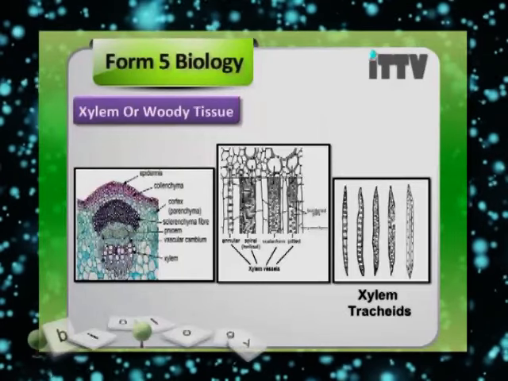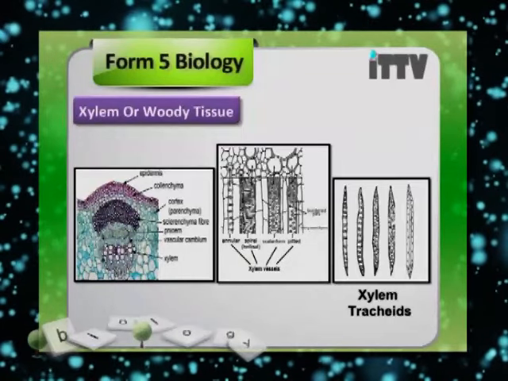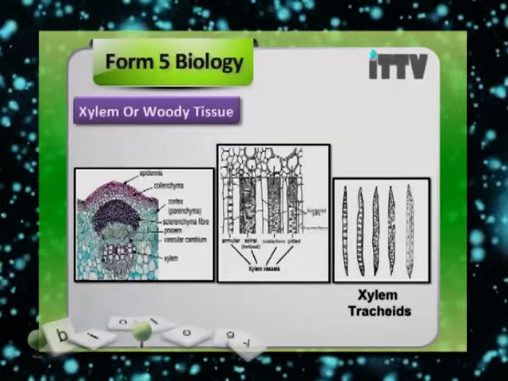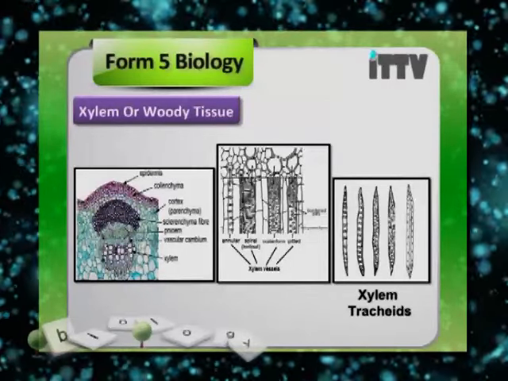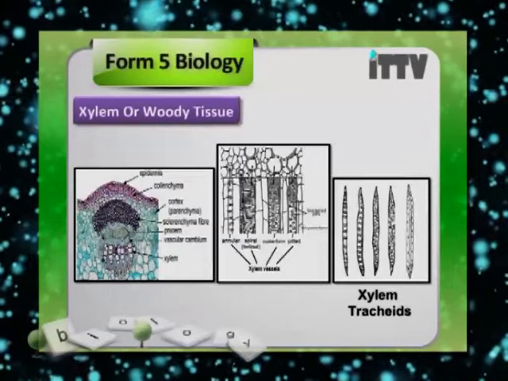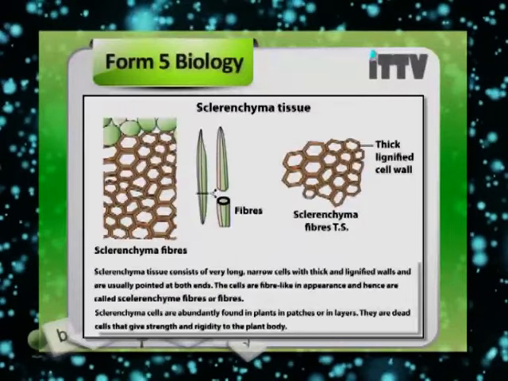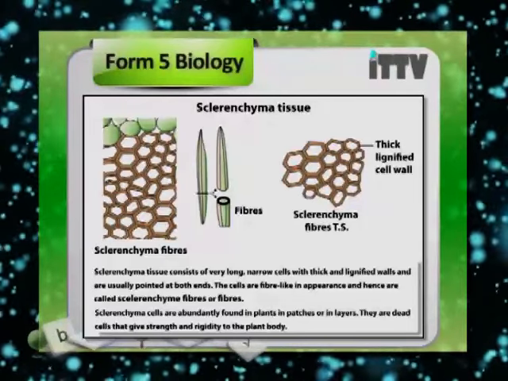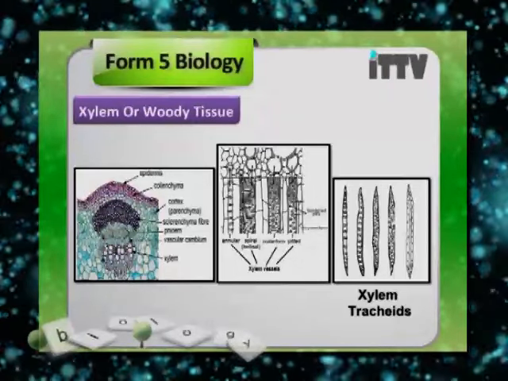Now, let's look at xylem, known as woody tissue. In the microscope picture, you notice that xylem is below the phloem, and xylem consists of different types of xylem tissue. For example, we have xylem vessels, we have tracheids. Tracheids share similarities with sclerenchyma in the sense that they are tapered at both ends, pointed. But the difference is that tracheids have pits. They have little holes to allow water to diffuse from one pit to the other.